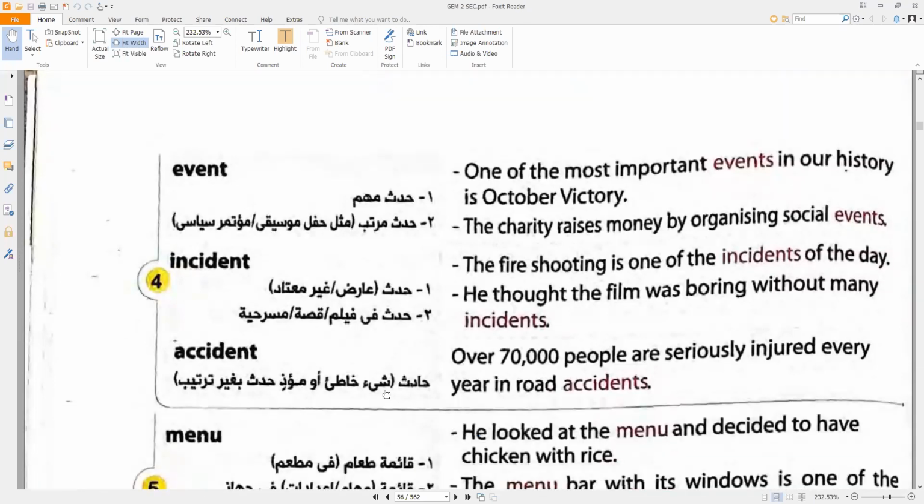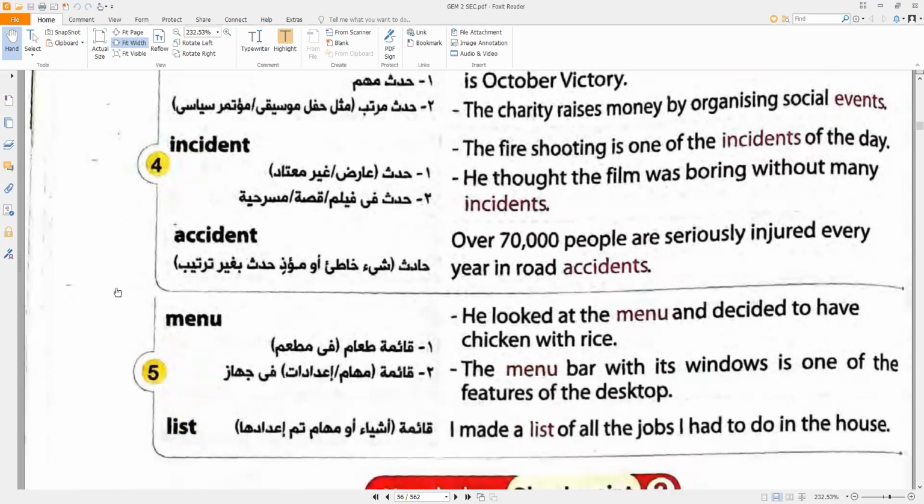Accident refers, of course, to something negative. It may be a car accident or others. Menu: a menu in a restaurant, or a list of things you want to do.